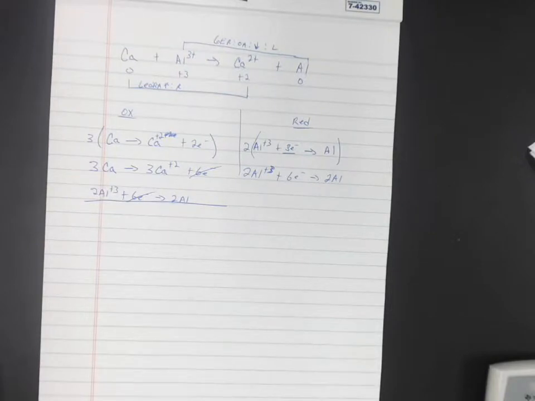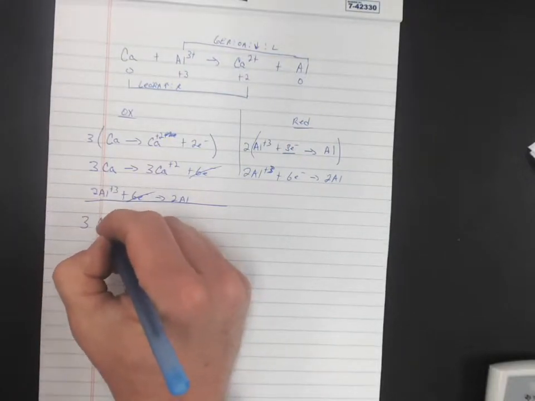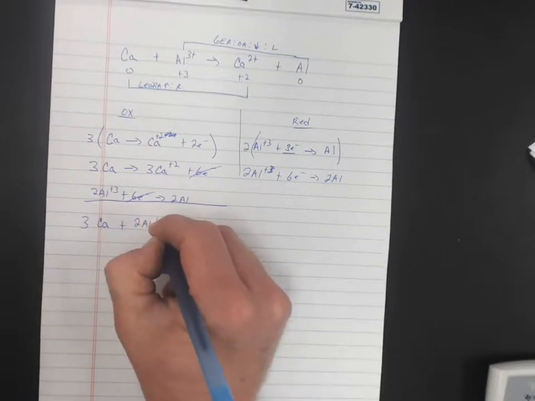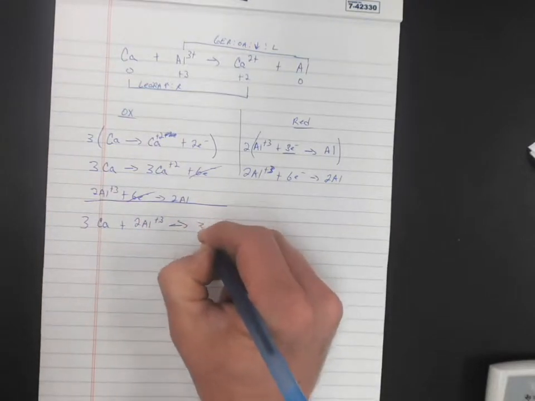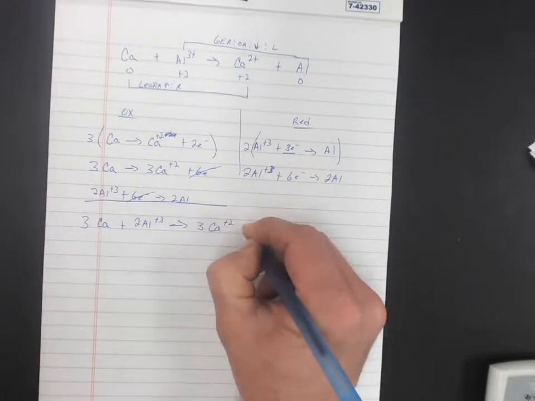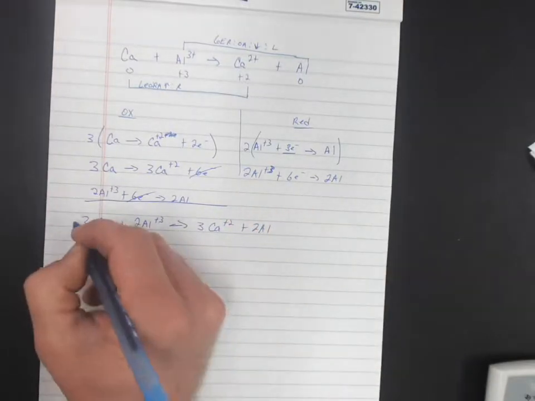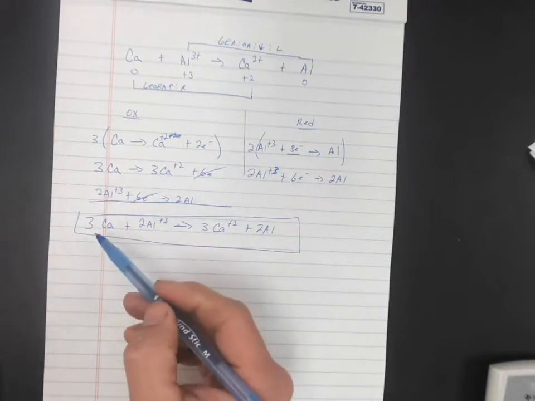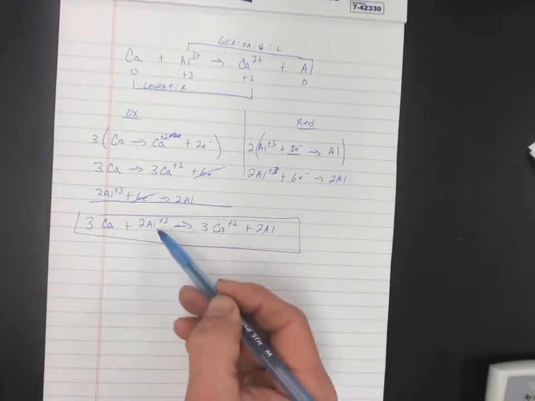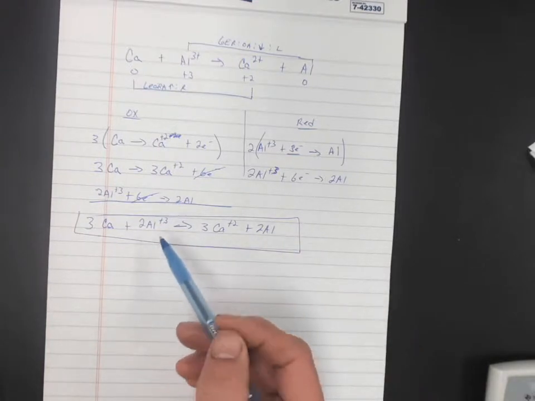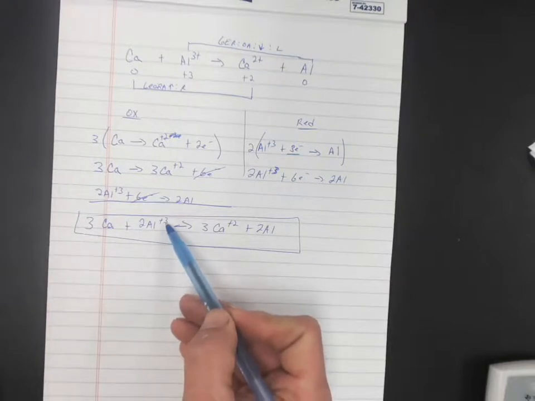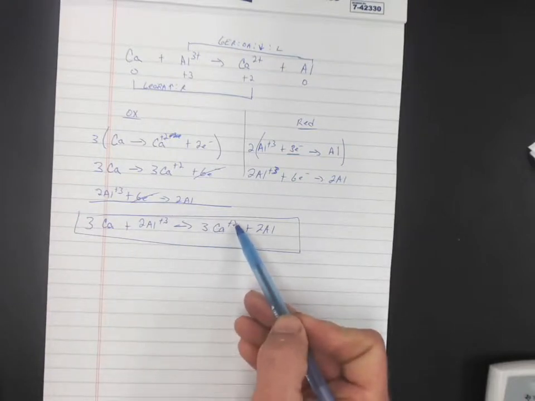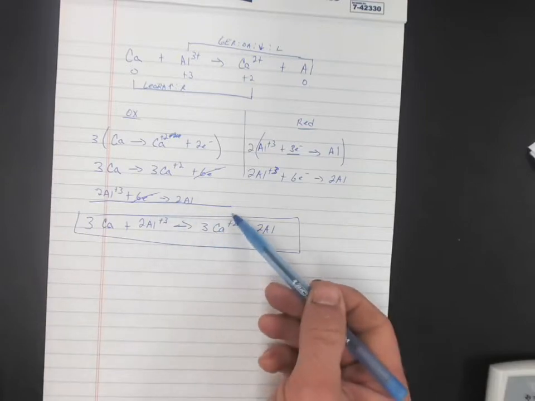Now we add together what is on the left, so we get 3Ca plus 2Al plus 3 yields 3Ca plus 2 plus 2 aluminum. Now, Kaylee, let's check our balanced equation to see if we've conserved mass and charge. We've got 3 calciums, 2 aluminums, 2 aluminums. Now we'll check charge. We've got a total of 2 times plus 3, which is plus 6, and 3 times plus 2, which is plus 6. So we have plus 6 on the left, plus 6 on the right.